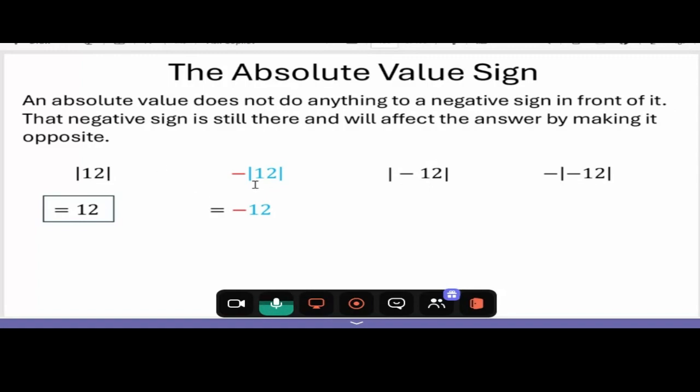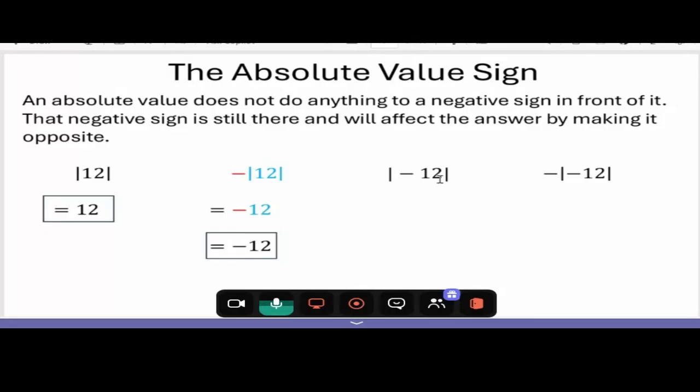The absolute value doesn't touch what's outside of it. It only makes what's inside of it positive. So there is still a negative out front, and the answer to this question is negative 12. And like I said, people will say, wait, I thought it makes everything positive. It did make it positive, right? It made the thing inside of it positive, which it already was. And then there's a negative sign out front.